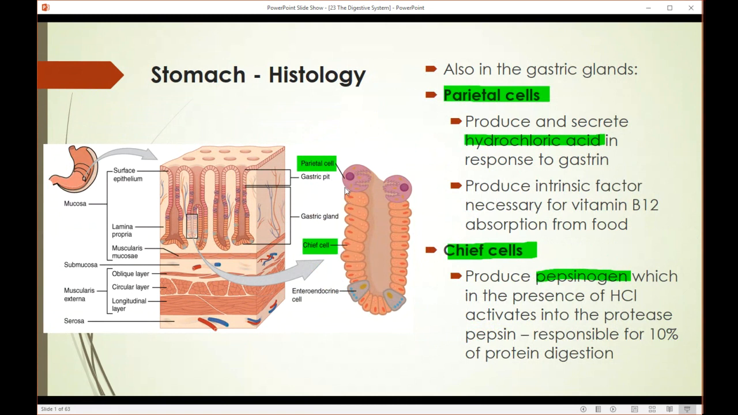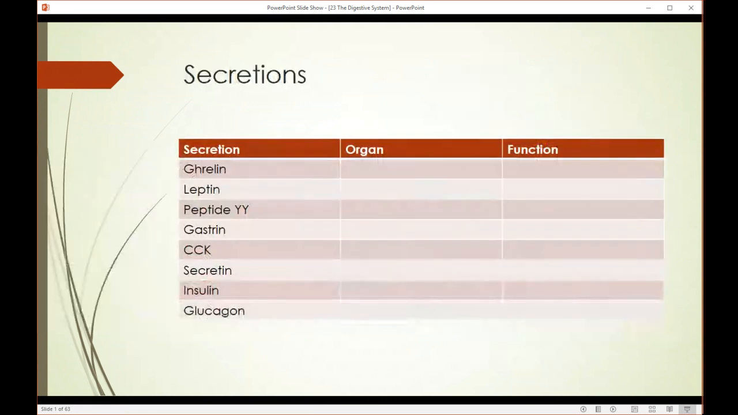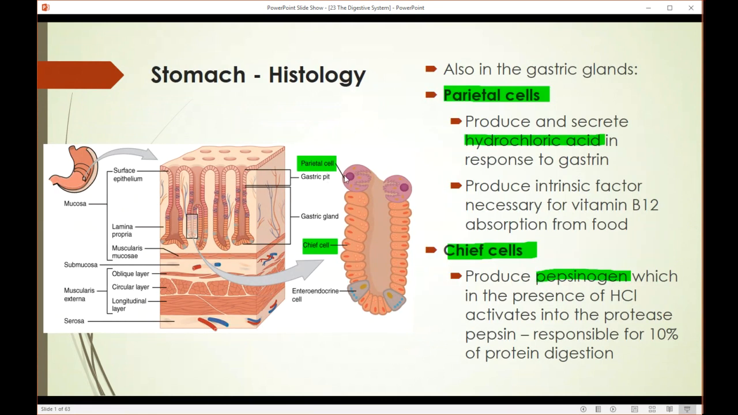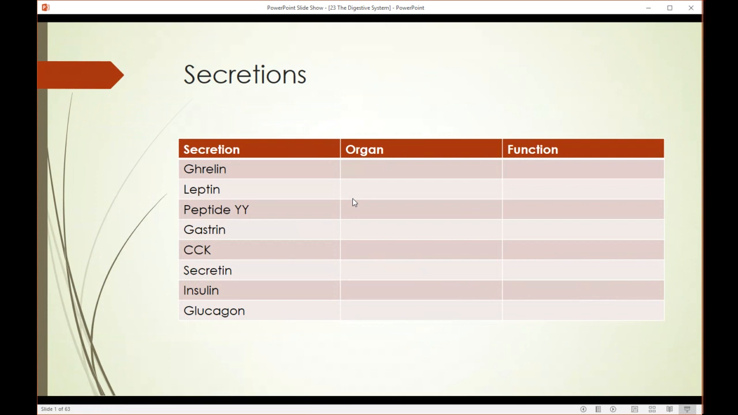Okay? The parietal cells are going to secrete hydrochloric acid in response to gastrin. The chief cells are going to produce pepsinogen, which when we have it in the presence of hydrochloric acid, which you do in your stomach, it's going to activate into a protease called pepsin, and pepsin is responsible for about 10% of our protein's digestion. So take a second and see if you can fill in this chart.